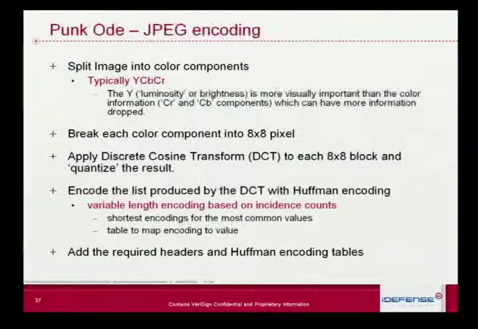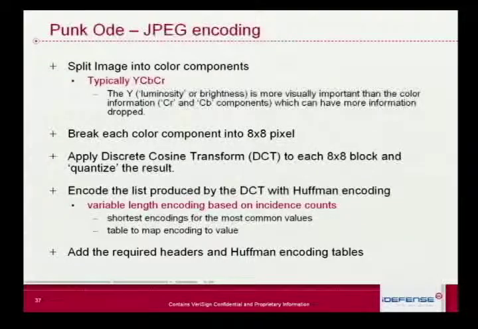A JPEG is how it gets encoded. Basically, it typically gets stored in the YCbCr color space. The Y is the brightness, and that's the most visually important part. And the Cr and the Cb are the complement of red and the complement of blue. And it tends to drop information out of those to increase compression because your eye doesn't see so much in the colors.